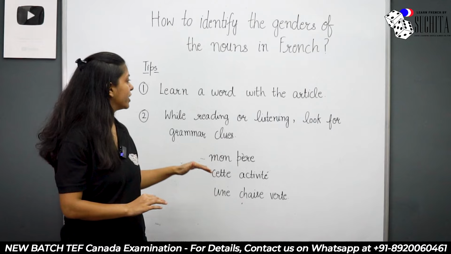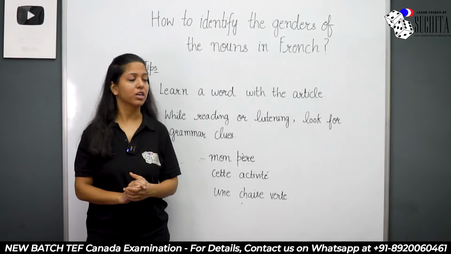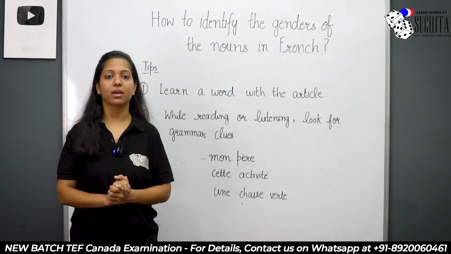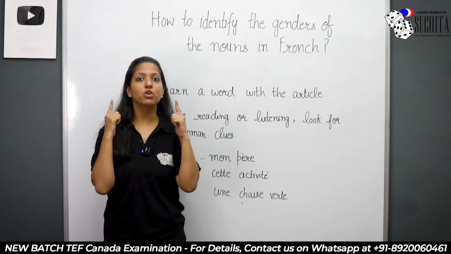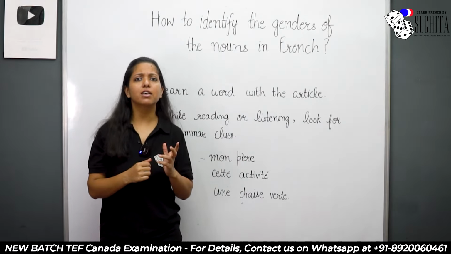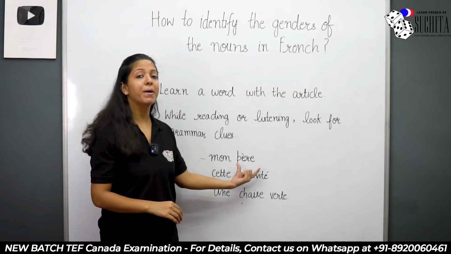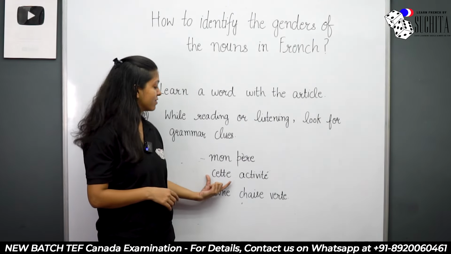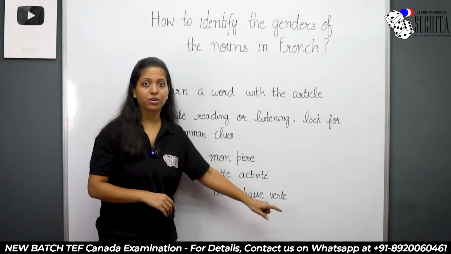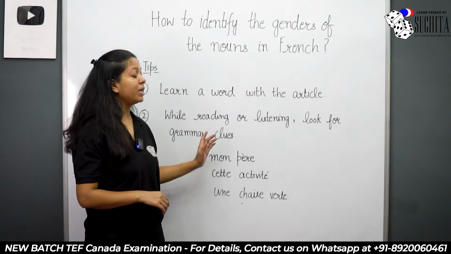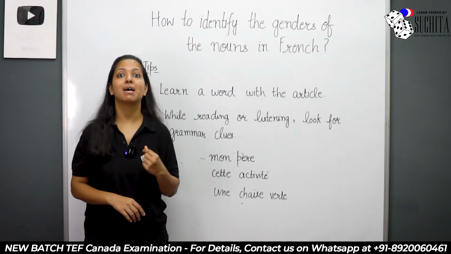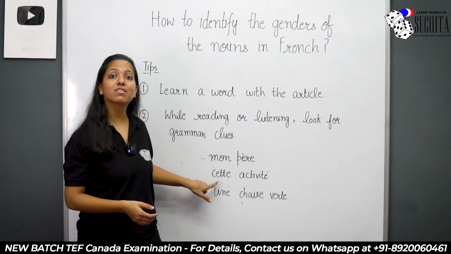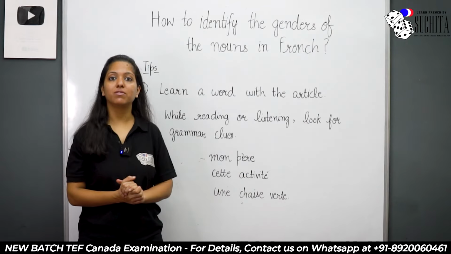The second tip that I would like to give you, while reading or listening, look for some grammar clues. For example, I have written mon père. So whenever you are reading or whenever you are listening something, always look for the clues. Let's say if it's written mon père, it's very clear that père is masculine, that's why they have written mon. This is basically the possessive adjective, this is demonstrative adjectives, this is a color, right? So the first one being mon père, which is masculine. The next one is cette activité. Cette I have used as the feminine one. Why? Because the word activité is feminine.